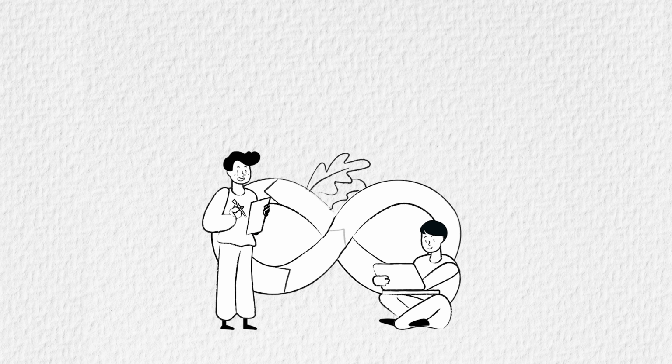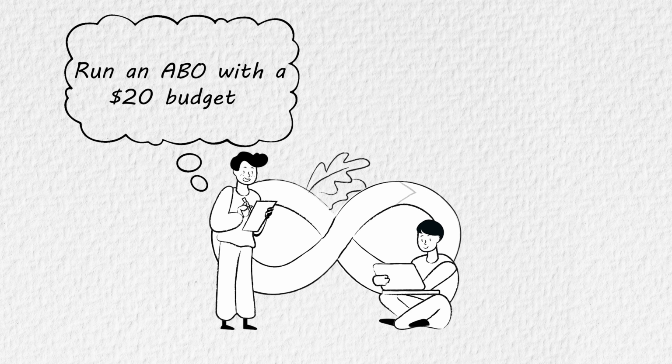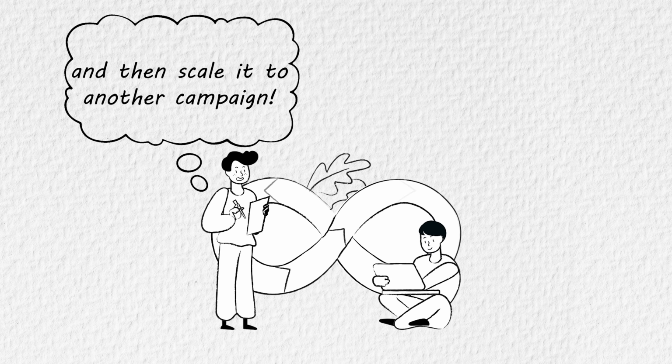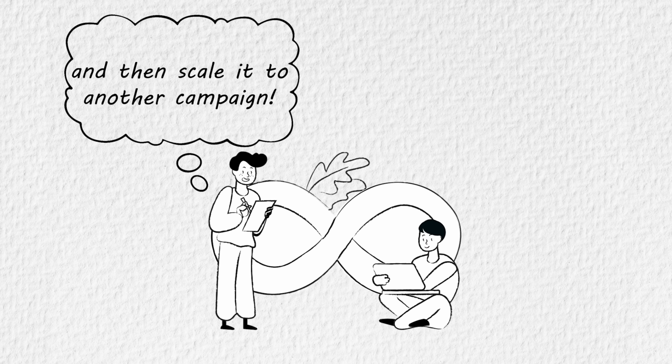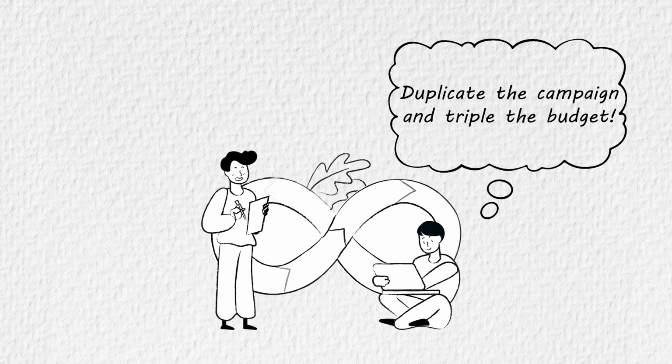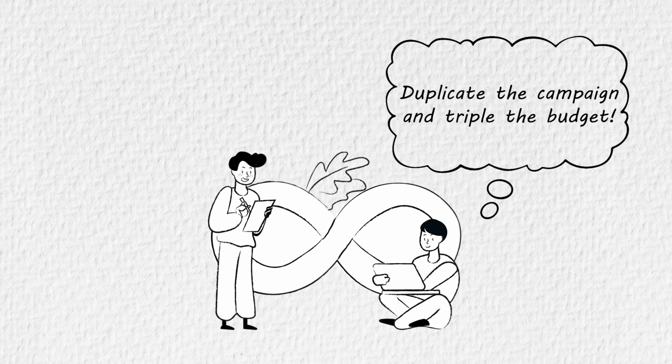So, for example, a lot of people might tell you that in order to test products efficiently, you need to do an ABO. Then you have a $20 budget there. And then if you take this $20 budget, you just scale it to another campaign and do this and that, I don't know. Some others are proposing that you do one campaign, and if it's working, you duplicate this campaign 3 times with triple the budget. Whatever anyone can think of or has seen working in another account, they just make it a blueprint.